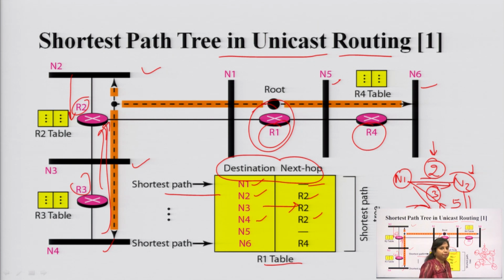So, this is how the path will be selected and the data will be transferred. The path length is denoted by the cost, which is mentioned over here. So, that is denoted by the path length.